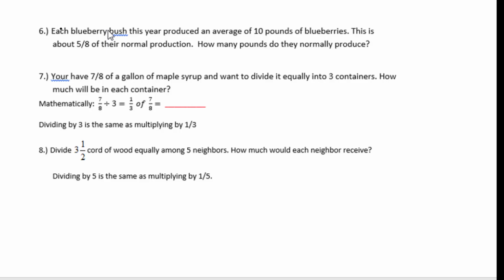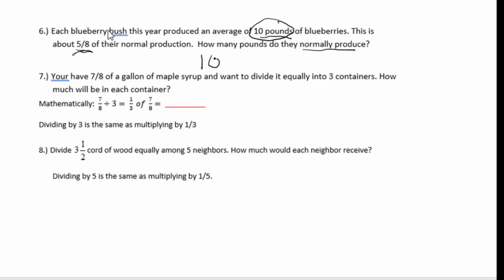So these are those tricky ones again, right? Each blueberry bush this year produced an average of 10 pounds of blueberries. This is a little bit more than half of their normal production. How many pounds do they normally produce? Well, they normally produce more than 10 pounds, because the 10 pounds they produced is just a little bit more than half of their normal production.